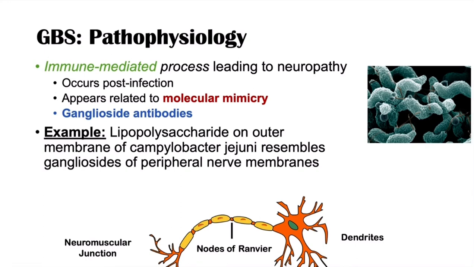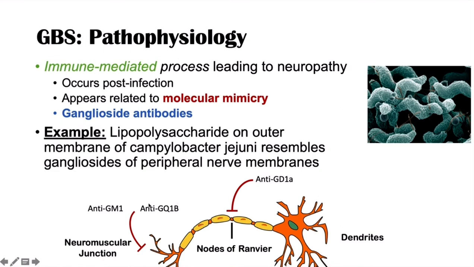And there are certain ganglioside antibodies that are produced. One of them is known as anti-GD1A. An anti-GD1A antibody acts to actually attack the nodes of Ranvier. So this specific type of ganglioside antibody actually attacks nodes of Ranvier. And other antibodies that have been found are antibodies known as anti-GM1 and anti-GQ1B. These antibodies are more likely to attack the neuromuscular junction.